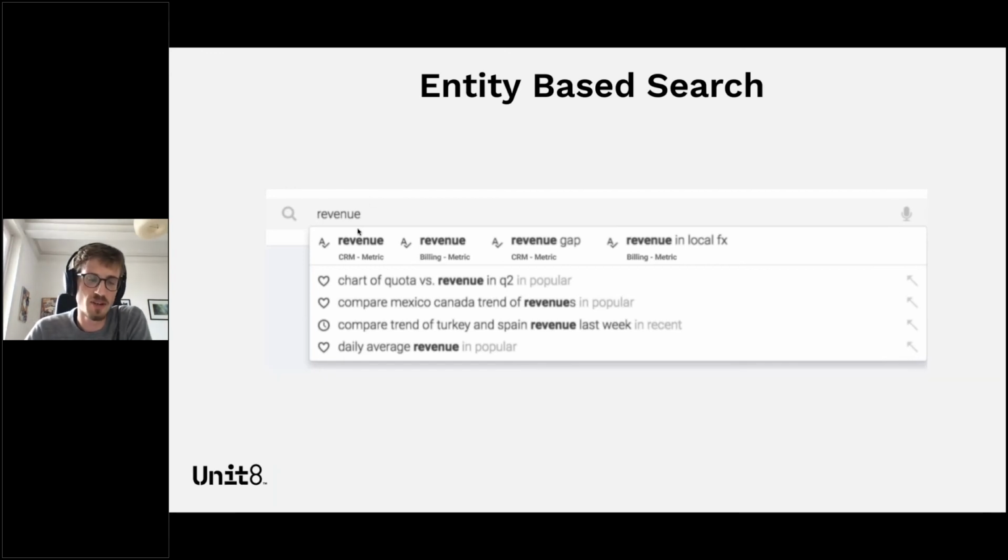So here is one example where somebody is typing revenue, and I can suggest different types of revenue. And here the user can select, for example, if he's interested in the billing metric or the CRM metric. And if I know which documents are referencing which ones, I will be able to provide much more relevant results.